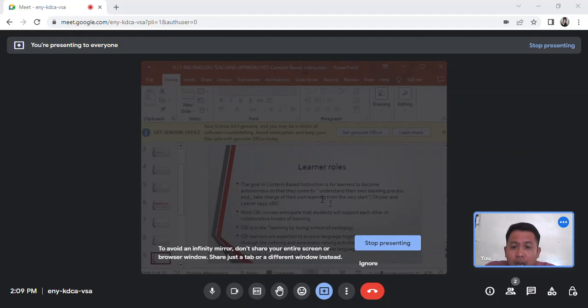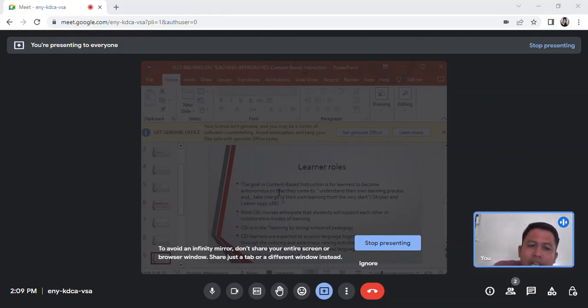So when we say support each other in collaborative modes of learning, the students will help each other. So just say for example, peer talk, just groupings, no? For the others, they're going to support each other. Okay, next is CBI is in the learning by doing school of pedagogy.